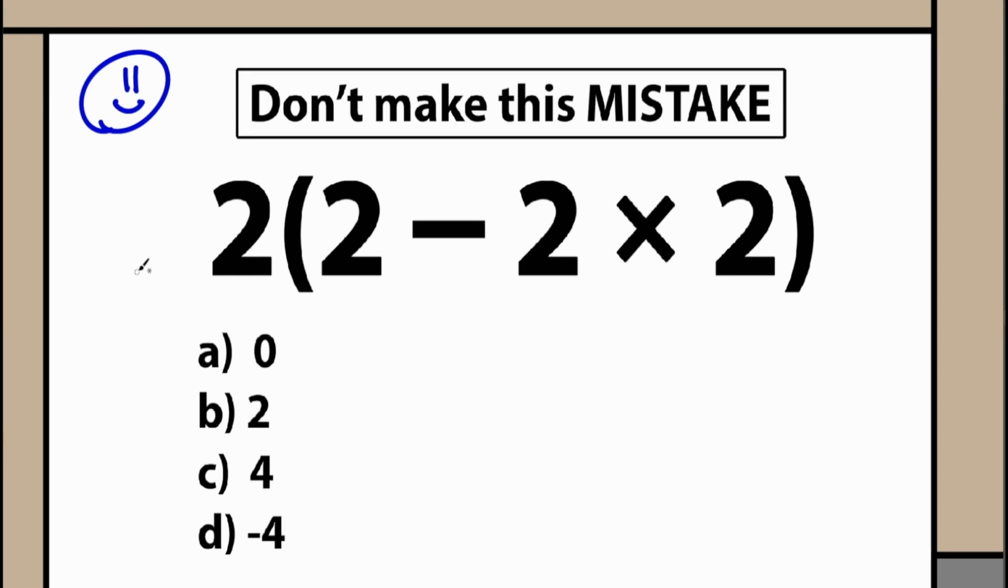Today we have a very interesting, I would say quick and, at the same time, tricky algebra question. This is a question from elementary mathematics. We have 2 times, and right here we have parentheses, so 2 minus 2 times 2. It seems pretty basic, pretty easy, but many students are going to get this problem incorrect.